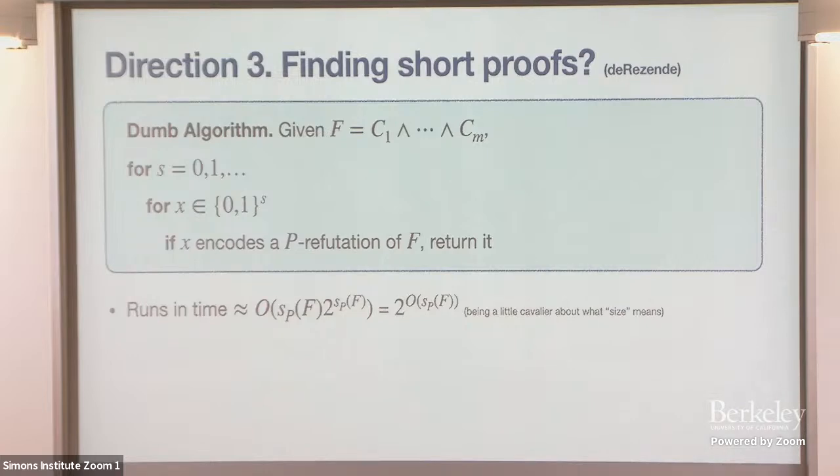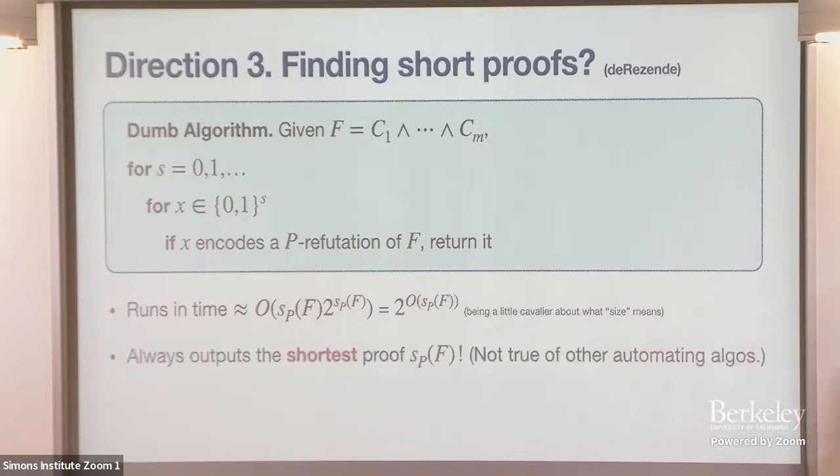Okay, so let's go back and think about this dumb algorithm again for a second. This algorithm ran in exponential time, 2 to the s. But what was very interesting about it and different from all the other algorithms that we saw is that it always outputs the shortest proof, right? The other algorithms might output a longer proof. There's nothing stopping them from outputting a much longer proof, like an exponentially sized proof. This algorithm is always going to output the shortest one, no matter what. However, it runs in time 2 to the s, right?